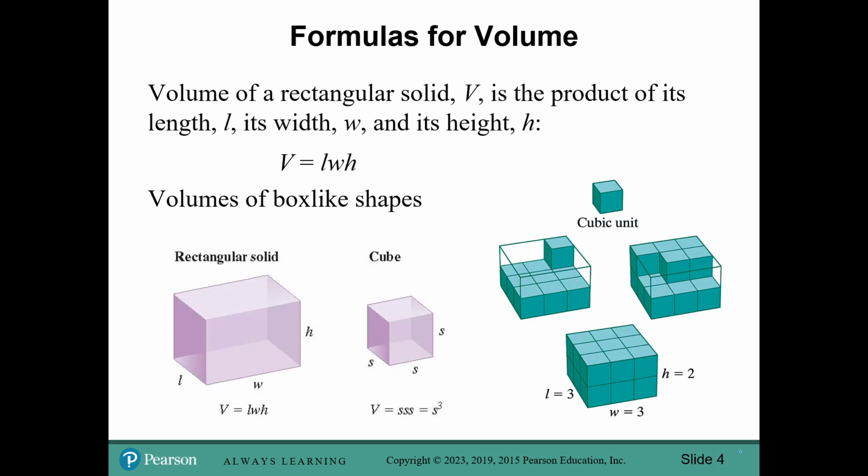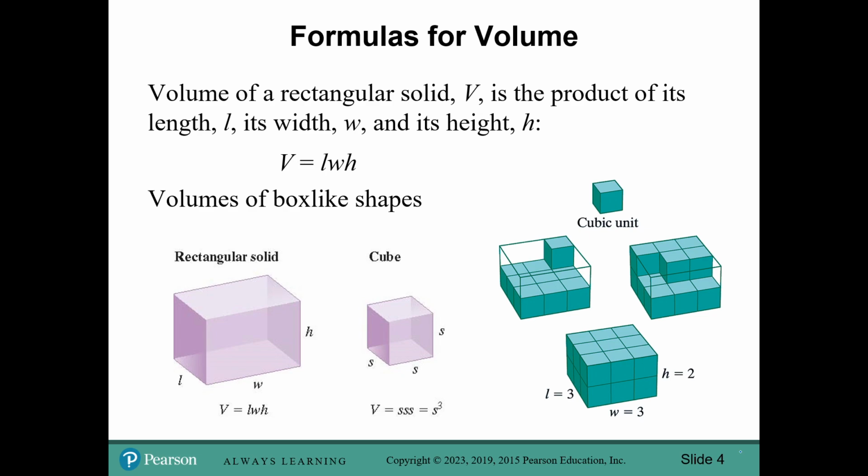So let's look at the formulas for volume to start with. The volume of a rectangular solid V is the product of its length, its width, and its height. So volume equals L times W times H. Volumes of box-like shapes, such as rectangular solids and cubes, are just length times width times height. In the special case of the cube, all the sides have the same length, very similarly to a square. So you could just take the side and cube it, and you would have the volume of that particular cube.